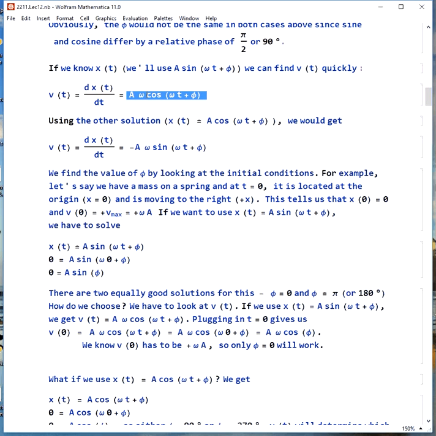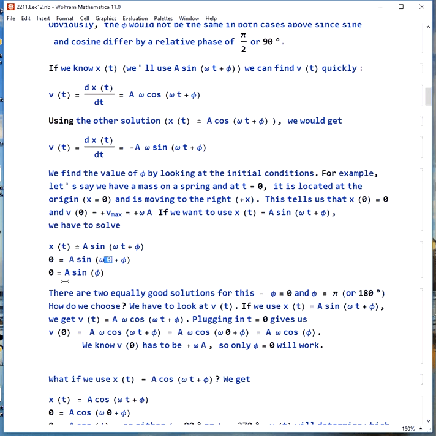If we use sine for our solution, x of t is a sine omega t plus phi, we can solve this and find the constant. We know that x at t equals 0 is 0. We plug in 0 for time. So we need the sine of phi to be 0. There are two solutions for this. We could use phi equals 0 or phi equals 180 degrees. We can't pick which one just by looking at x. We have to look at v also.